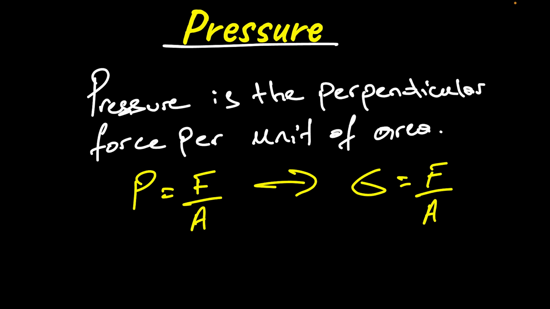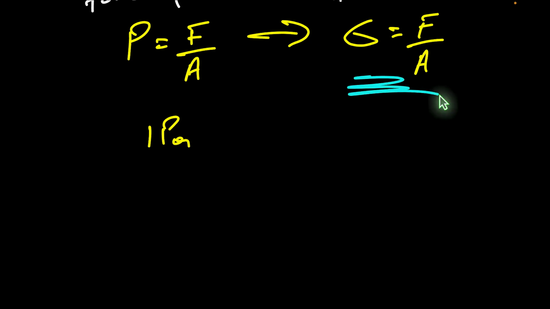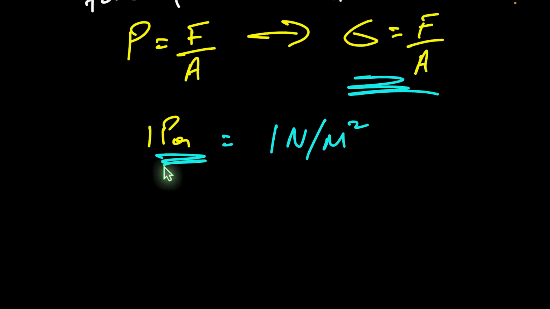So if we were to simplify this in terms of units, typically we represent pressure using Pascals. So 1 Pascal, and we're going to relate this with stress, is the same as us having 1 Newton per meter squared. So these two quantities are basically representing the same variable.